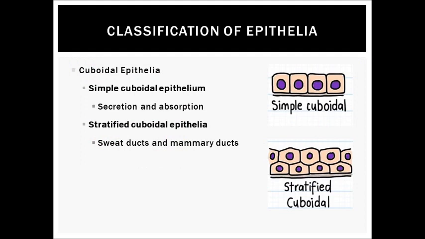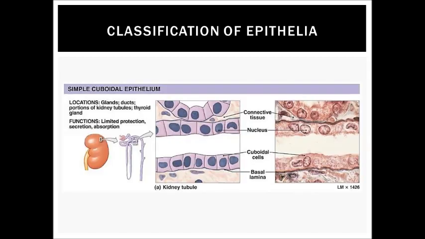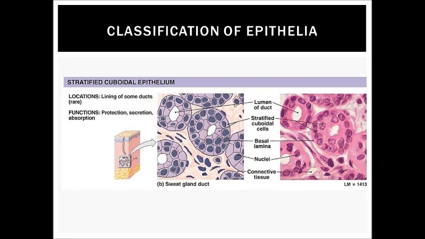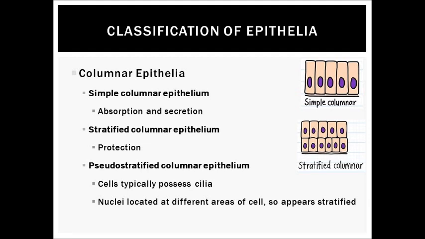For cuboidal, we also have simple and stratified cuboidal epithelium. For simple cuboidal epithelium, example locations are the kidney tubules and thyroid gland. And an example location for stratified cuboidal epithelium is the sweat gland. Next, the columnar epithelia.